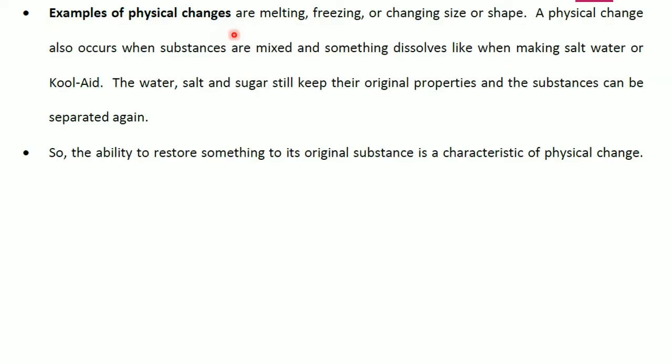Other examples of physical changes are melting, freezing, or changing size or shape. A physical change also occurs when substances are mixed or dissolved, such as when we are making salt water. In the saltwater solution, the properties of the salt and the water are still maintained at the original properties, and the substance can be separated again. So if a physical change happens, we can restore it to the original shape. Okay, so that's a physical change.